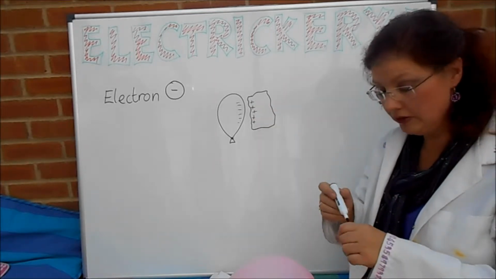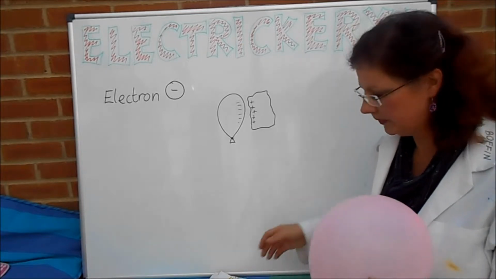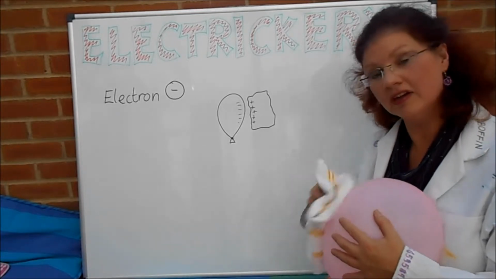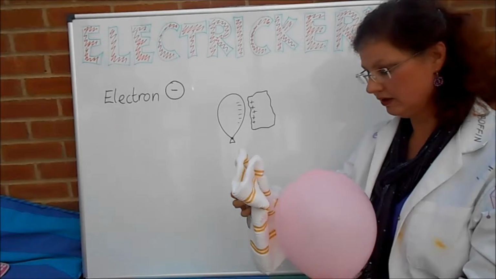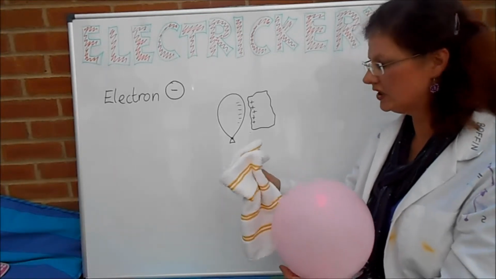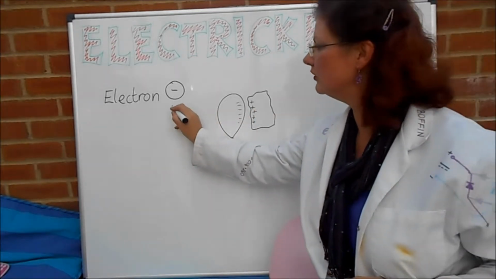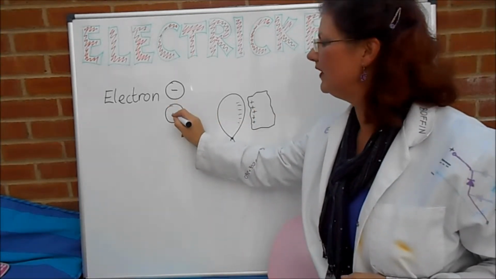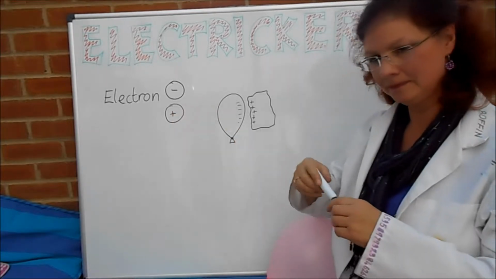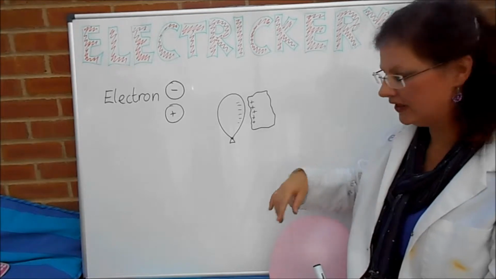So we end up with the balloon having a negative charge and the cloth having a positive charge, with the result that they should attract one another. And hopefully that balloon should be slightly attracted to the cloth there. So we've got our negative charges and our positive charges. But the bit where this gets really interesting is, what if we put this balloon up against something else?